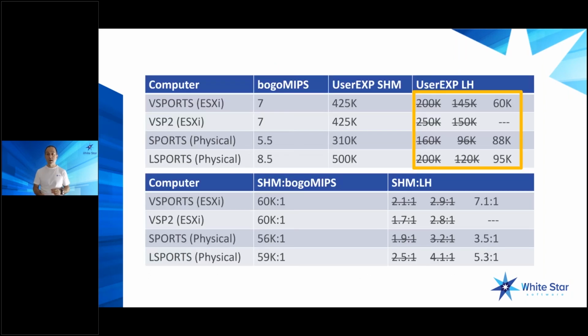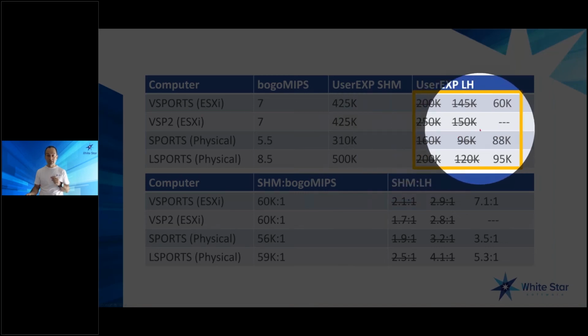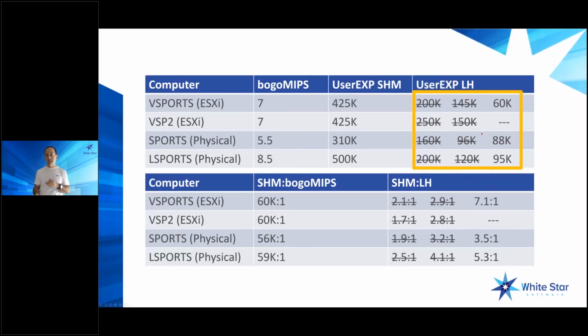I told you, right? So user experience localhost, look at that. We dropped user experience localhost by a factor of 2 or 3 almost in all cases. Now, interestingly, my physical sports and L sports didn't drop all that much, all right? But my network one, my virtual one, dropped a lot. And then, that dash on VSP2 is simply because something happened with my benchmarking and I don't have data. So we're going to rely on vSports for this particular benchmark, all right?